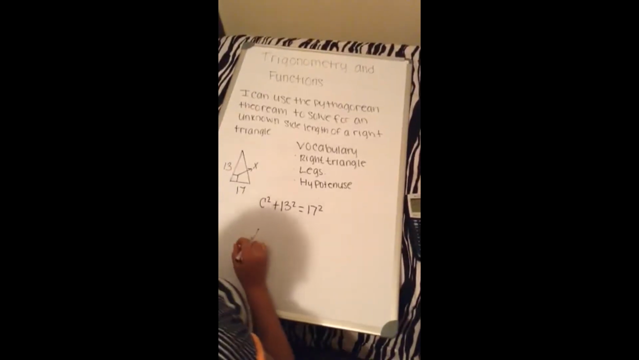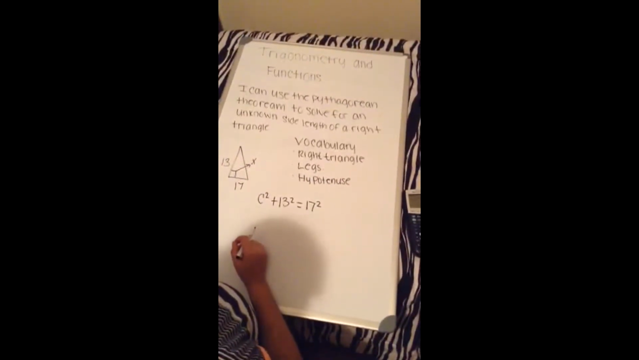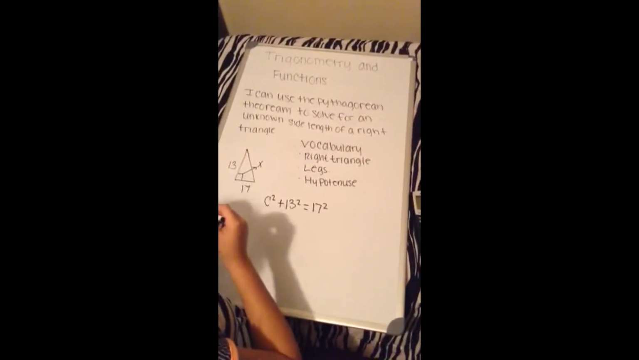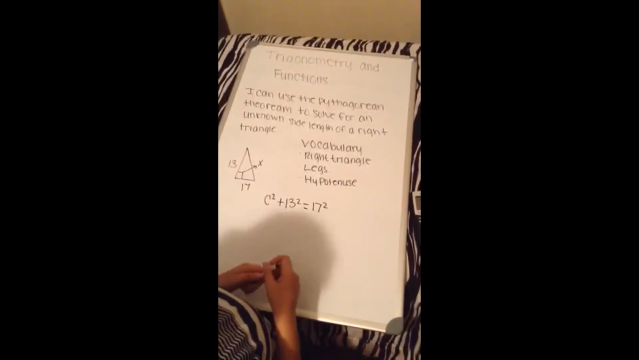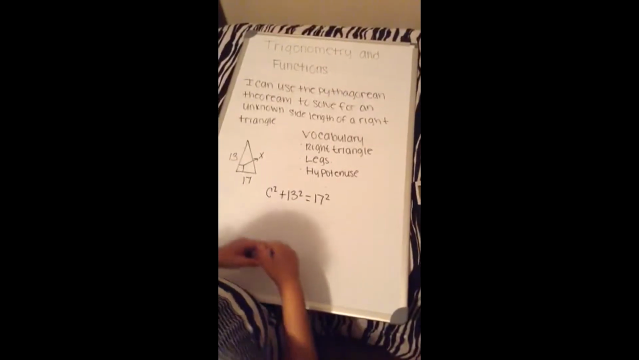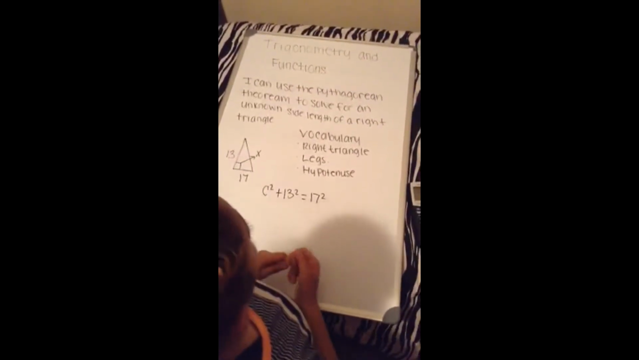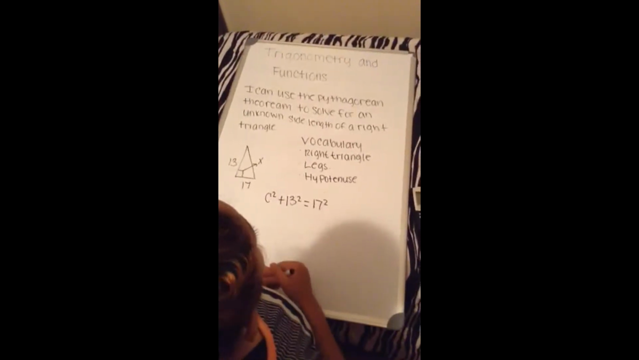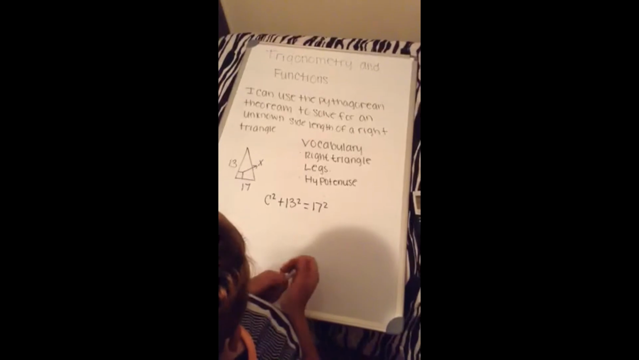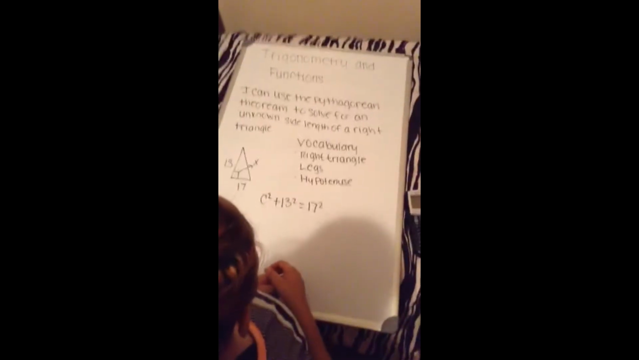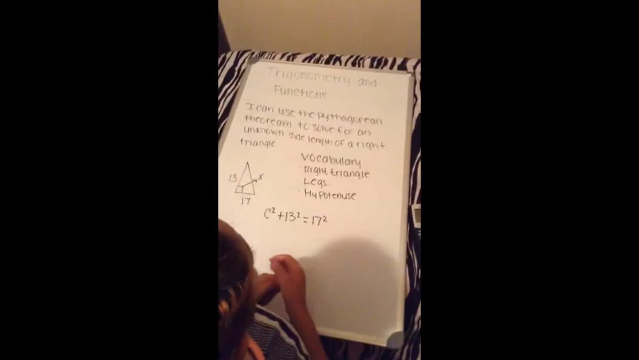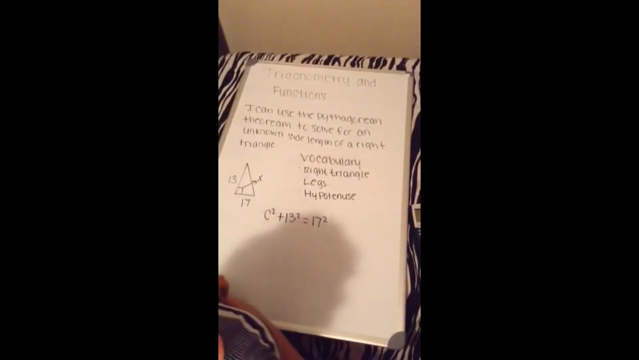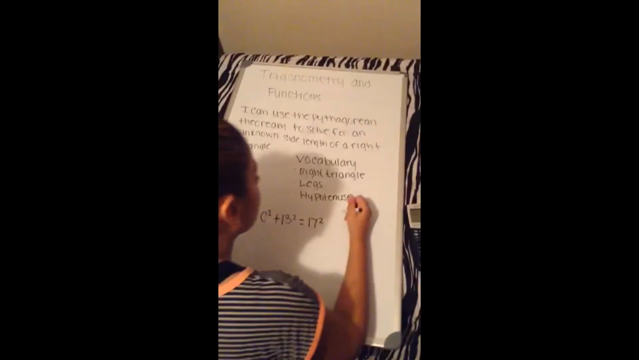Today we will be learning about the Pythagorean theorem. And our I can statement is I can use the Pythagorean theorem to solve for an unknown side length of a right triangle. Our vocabulary terms are right triangle, legs, and hypotenuse. A right triangle is any triangle that has a right angle, which is equal to 90 degrees. The legs are the two sides that form the right angle. A and B are called legs. The hypotenuse is the side across the triangle from the right angle, which is side C.